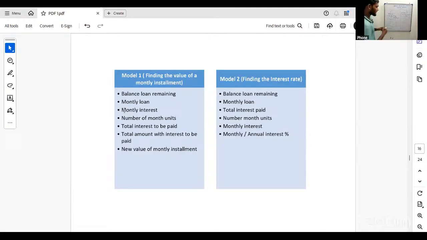Now the third step here is different. In model 2, it's the total interest paid. Then you have to find the number of month units. Here also month units. The fourth one is common, the number of month units. Fifth one is the monthly interest.